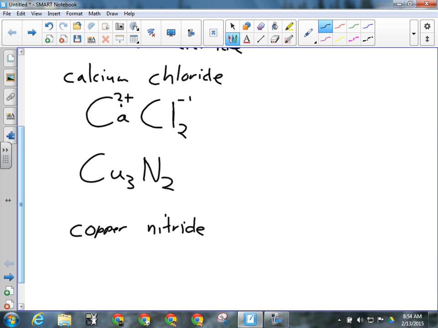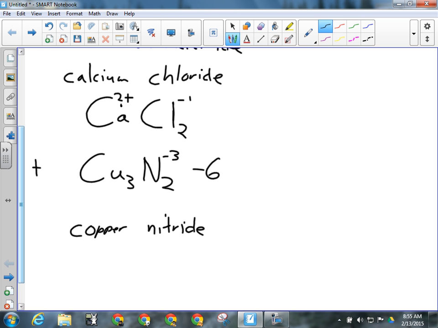Now, when I look at my periodic table, I see that copper can be a 1+ or it can be a 2+. So what I've got to figure out is which one it is. Non-metals only ever have one possible charge. So I look at nitrogen's charge, and it's -3. Now I multiply these two numbers together to figure out how many negative charges there are, because every nitrogen is -3, and this compound has 2 of them. That means there's 6 negatives.